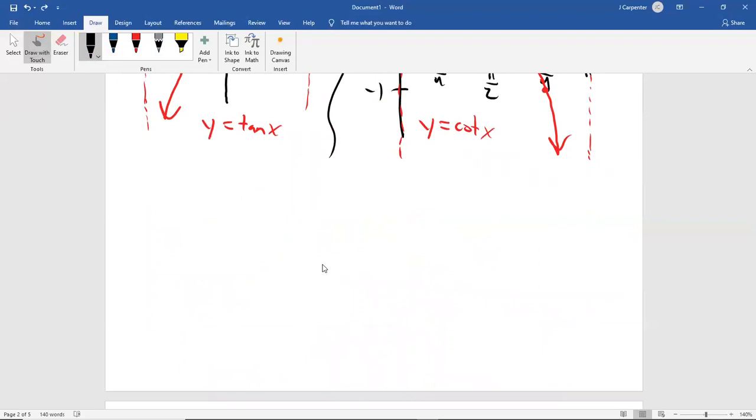All right, example 1, finally. Graph, if I can ever spell it. And it's just example 1. So it's going to be y equals 2 tangent of 6x.